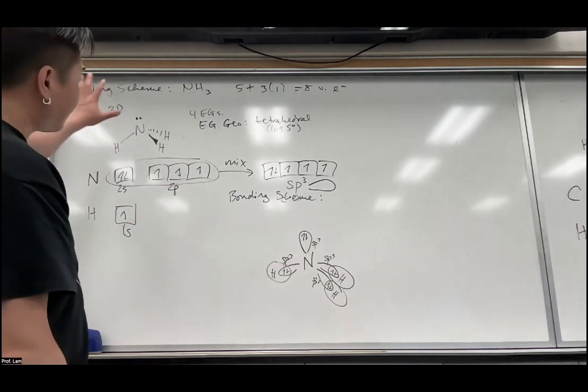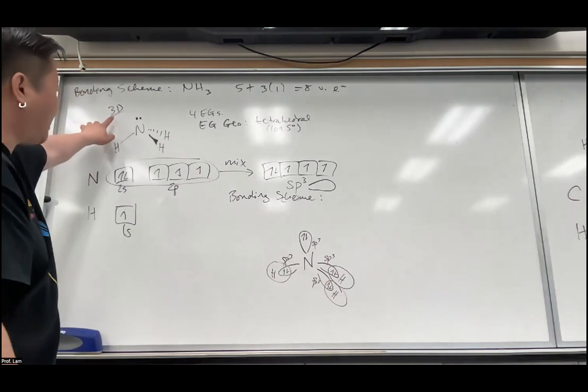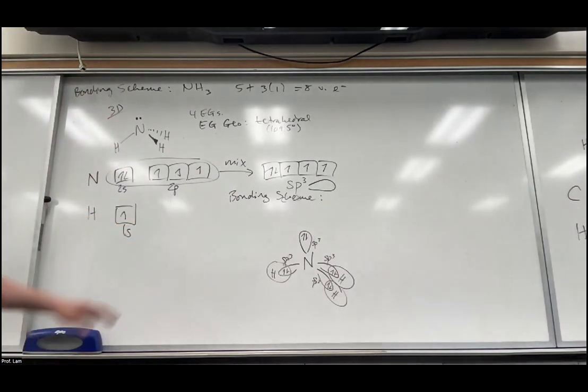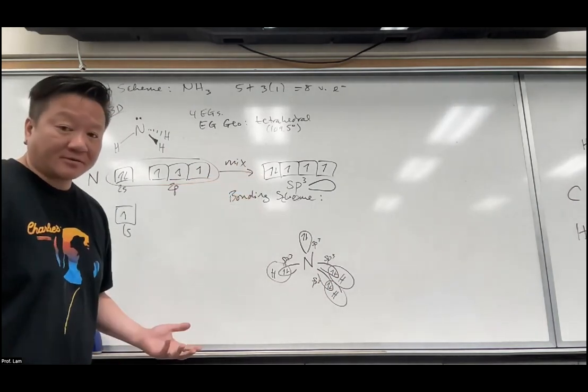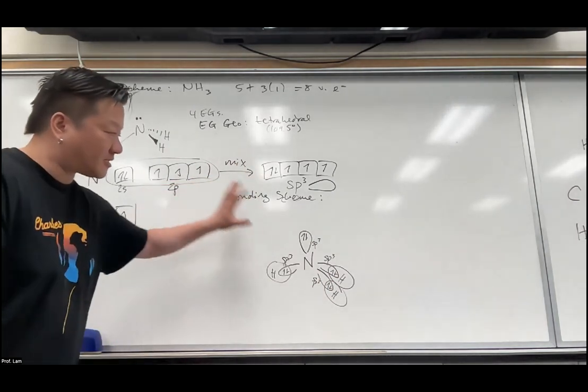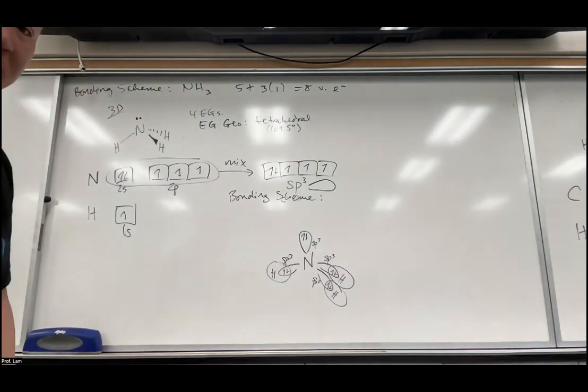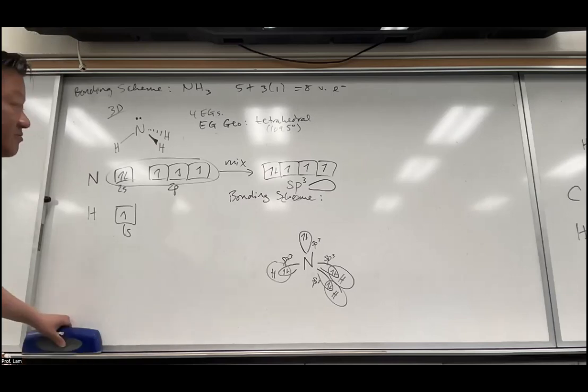So simple enough, really, right? As long as you follow those steps, make sure you have the 3D structure, and then knowing your hybridization. And after that, it's just cut and paste basically onto this bonding scheme, all the information that you have. Okay, let's do another one. Just knock out a whole bunch, right? Let's do H2O.